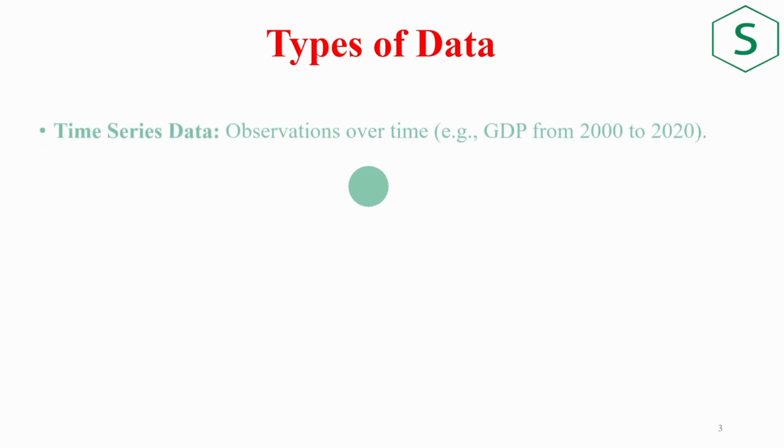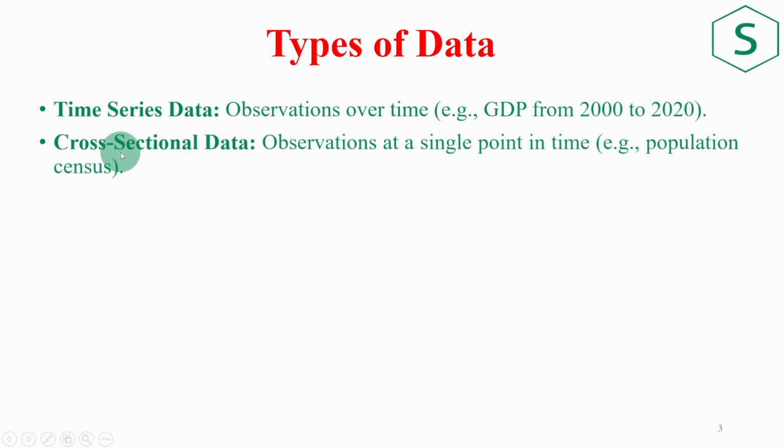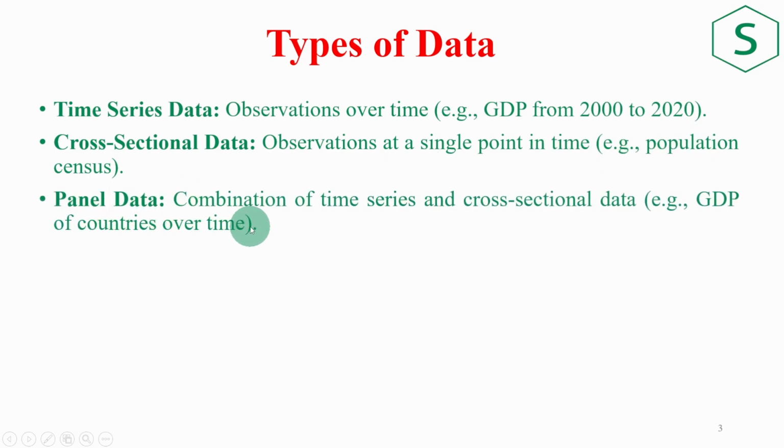As we discussed in our previous video, there are basically three types of data. The first one is time series data, observations over time, for example, GDP from 2000 to 2020. We also have cross-sectional data, which consists of observations at a single point in time, e.g. population census. We also have panel data, a combination of time series and cross-sectional data, e.g. GDP of countries over time.